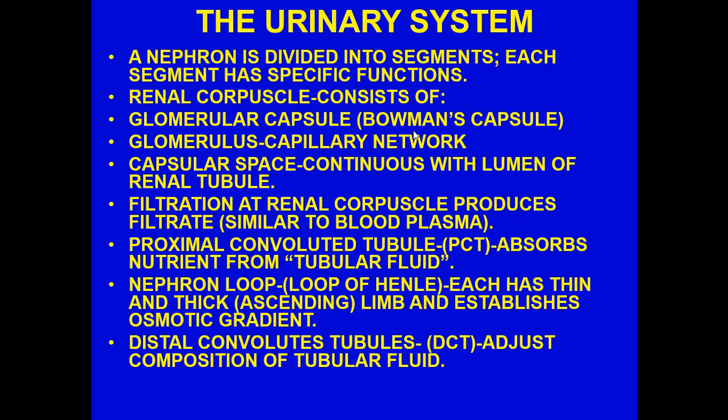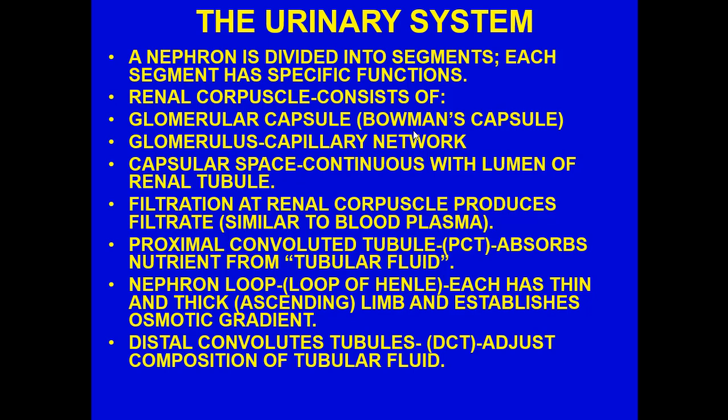Once we leave the glomerular capsule, the tube goes into this area that we call the proximal convoluted tubule. Proximal meaning that it's very close to the glomerular capsule. Certain activities occur there. We're going to call it the PCT shortly. This absorbs nutrients from the tubular fluid. Once you leave the capsule, that fluid is now referred to as tubular fluid.